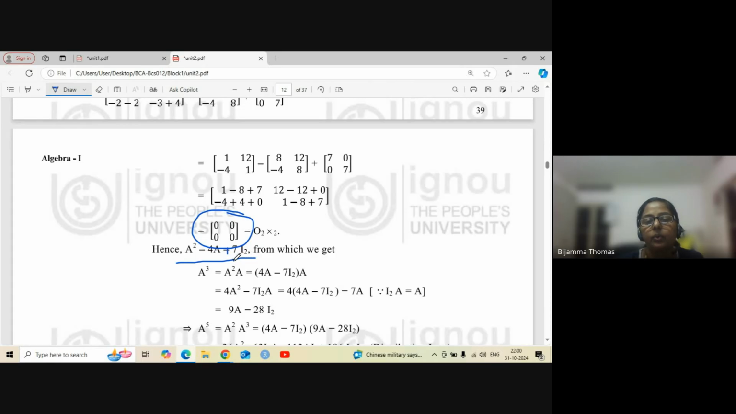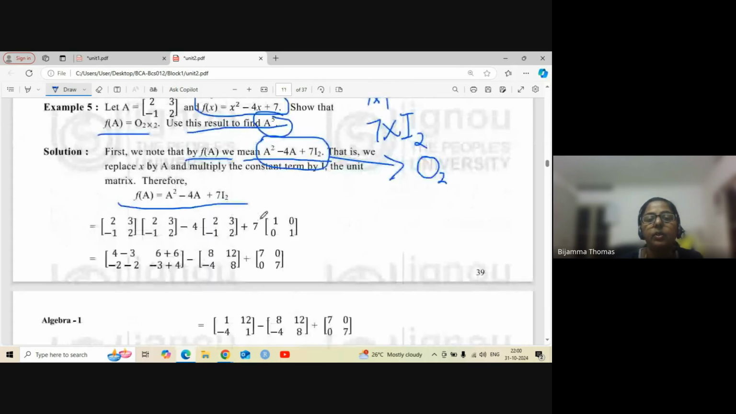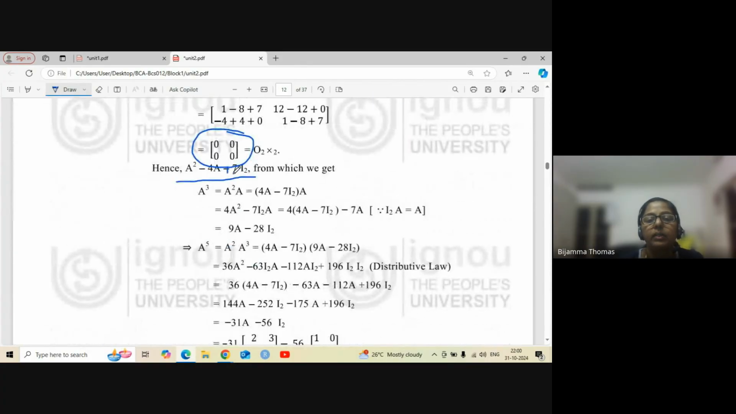ഹലോ, നമ്മുടെ ഇക്വേഷനകത്ത് ഒരു ചെറിയ പ്രിന്റിംഗ് മിസ്റ്റേക്ക് വന്നിട്ടുണ്ട്. ഇത് പ്ലസ് 7 അല്ലേ? A square minus 4A plus 7I2 equal to 0. ബുക്കിൽ ഇതിനകത്ത് മൈനസ് എന്നാണ് എഴുതിയിരിക്കുന്നത്, ബട്ട് ദിസ് ഈസ് പ്ലസ്. Okay, is it clear?